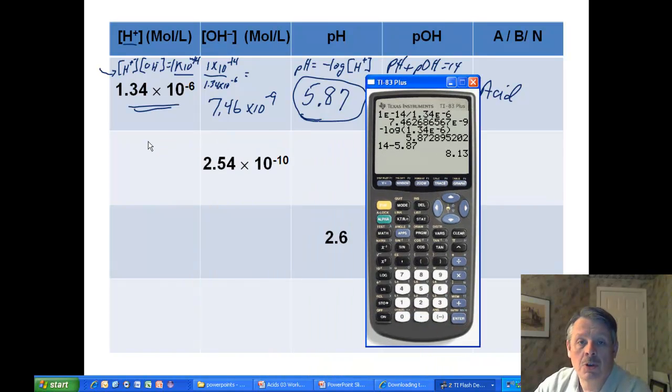When you solve for your H concentration, again, you're just going to take 1 times 10 to the minus 14th. I'll just do this one. This is going to be 1 times 10 raised to the minus 14th divided by 2.54 times 10 to the minus 10th.